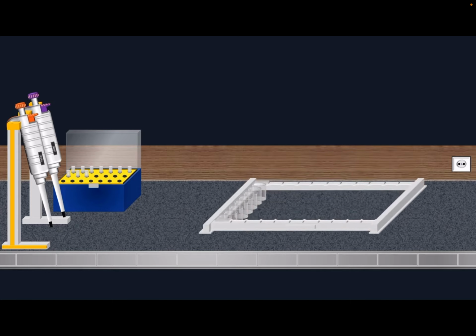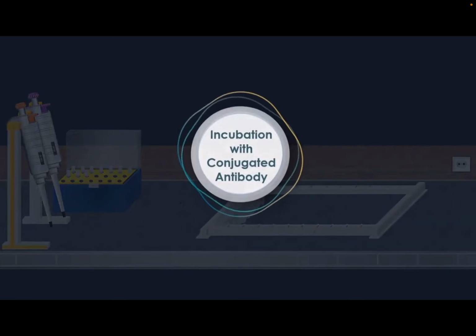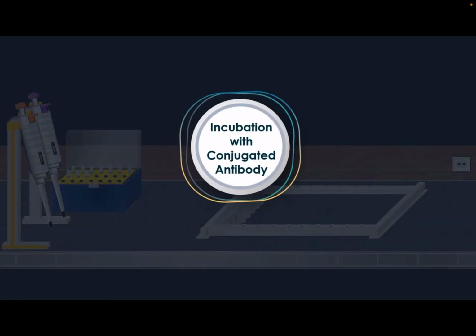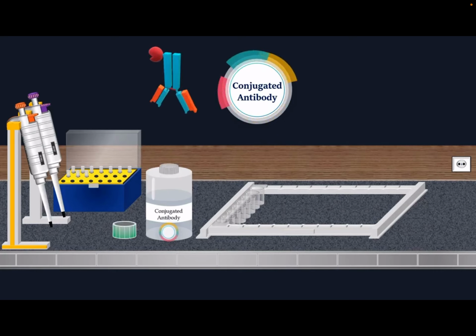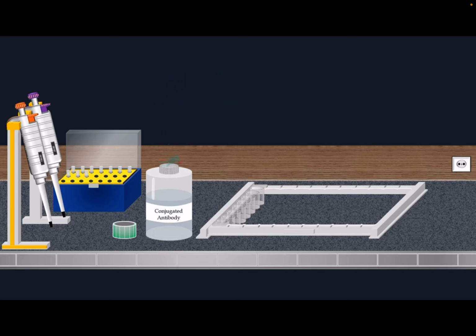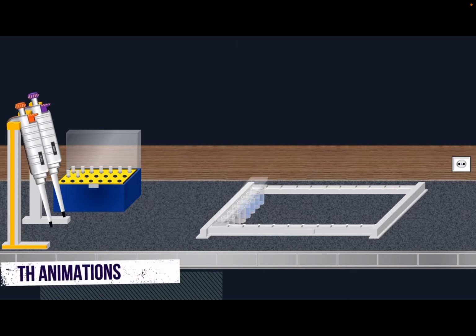After washing away any unbound substances, the next step is the incubation with a conjugated antibody, also known as a secondary antibody. By using a conjugated antibody, we can detect and quantify the presence of the targeted antibodies. Conjugated with enzyme. The conjugated antibody solution is added to each well, then the well strip is covered and incubated.